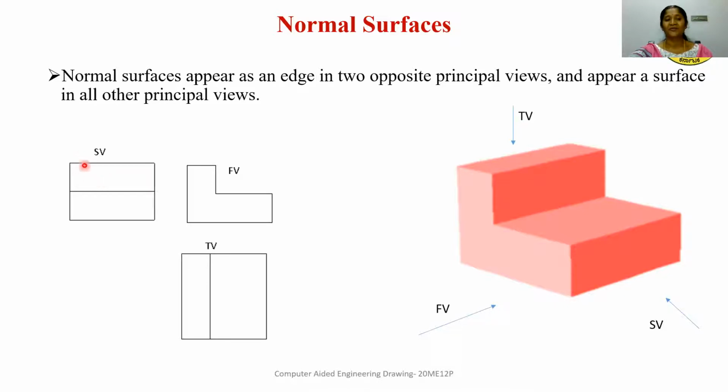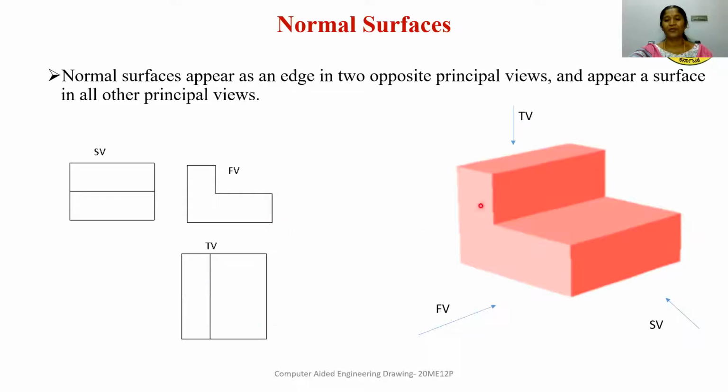So in the side view, we are going to see two rectangles. These rectangles are represented as an edge in the front view. So this is the front view of the component. This top surface in the side view is represented by this edge in the front view, and this bottom surface in the side view is represented as this edge in the front view.